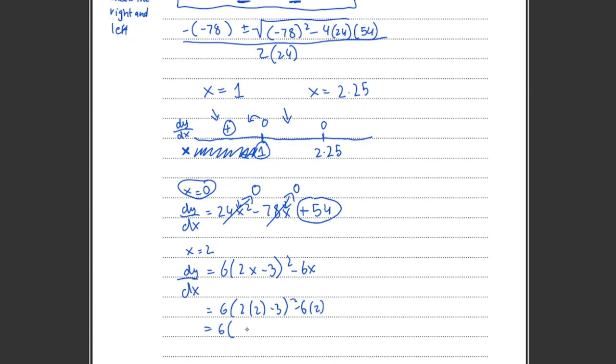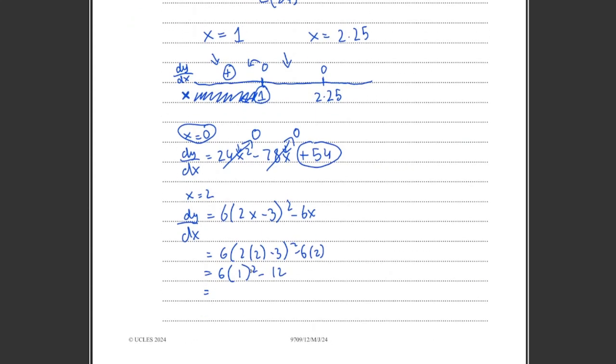So this is going to be 2 times 2 is 4. 4 minus 3 is just 1. Squared, and 6 times 2 is 12. So this is going to be 6 minus 12, and that's just going to be negative 6. So this is a negative gradient.